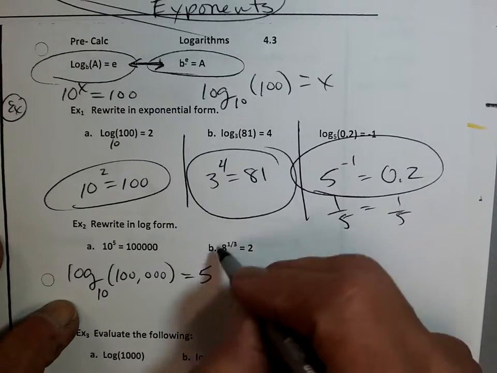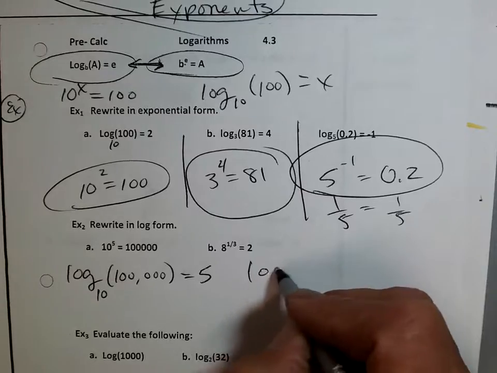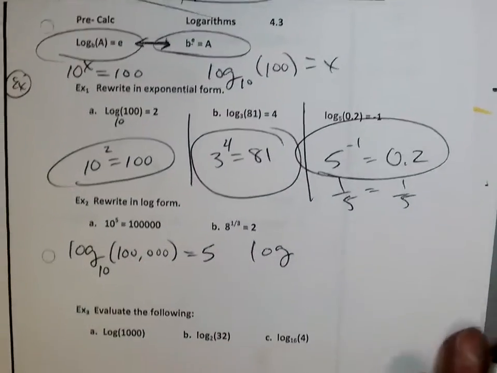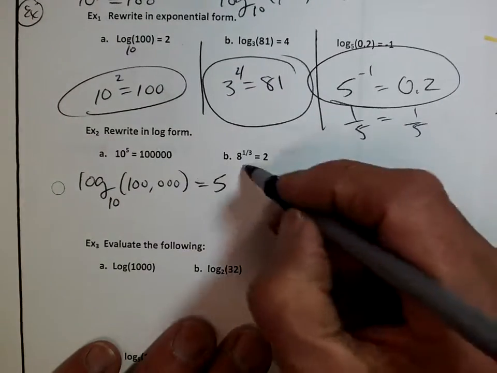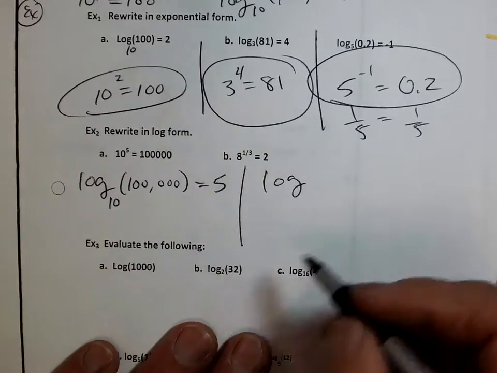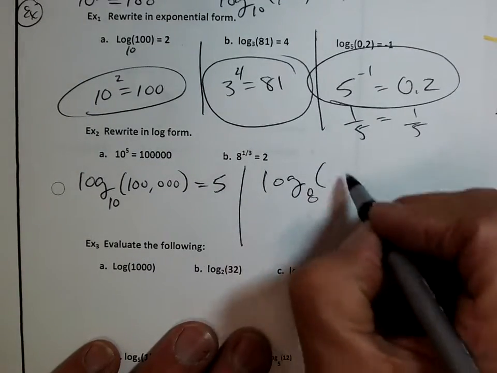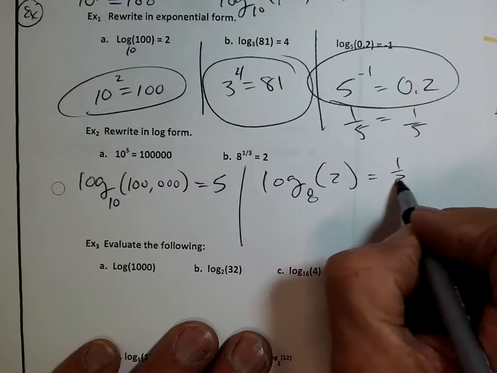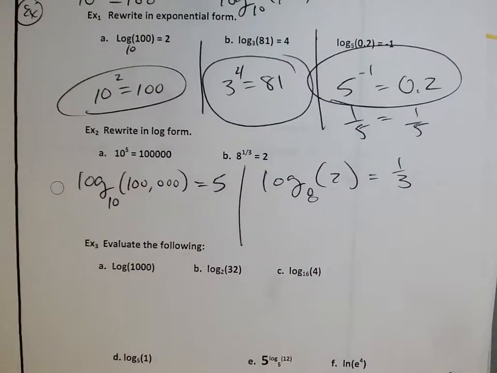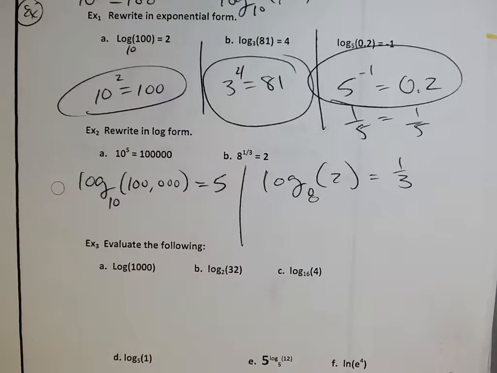Perfect, okay? B, how are we going to write this? Log of, what's my base? 8 of 2 equals 1/3. Perfect. Awesome. It's that easy. We need to get good at transposing it from one to the other. It's actually not that hard. You guys see that?